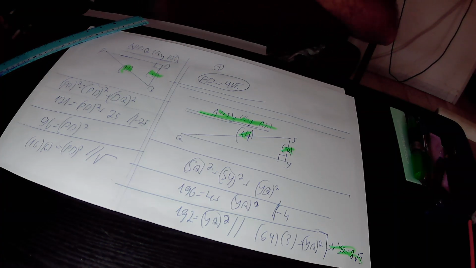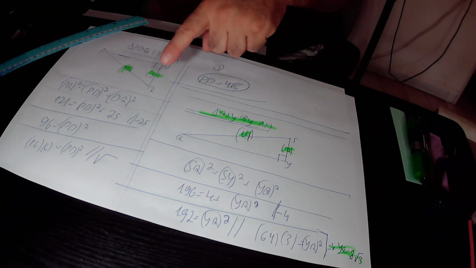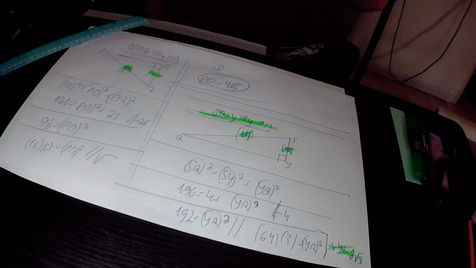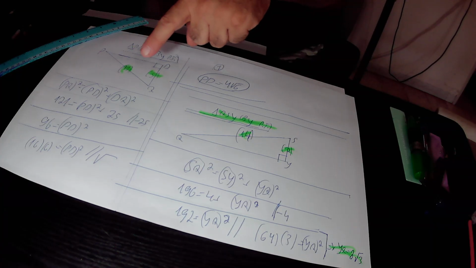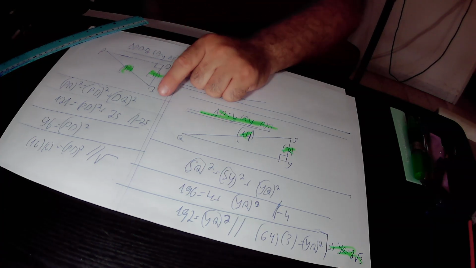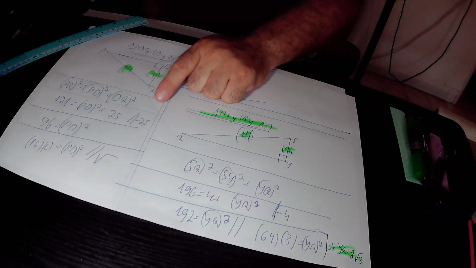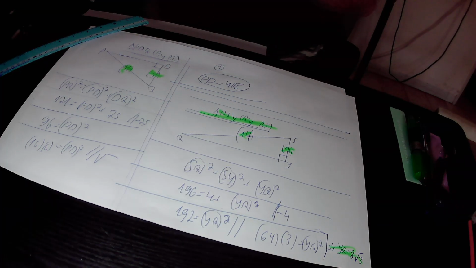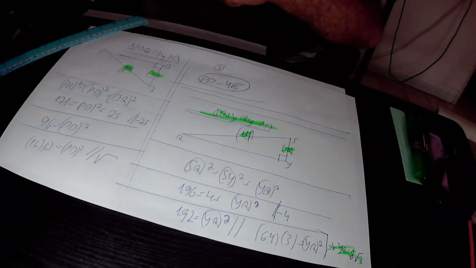PD is 11, therefore PD squared is 11 squared, that is 121, and it is equal to PD squared plus DQ squared. DQ is 5, therefore DQ squared is 5 squared, that is 25. So in total we found that 121 equals PD squared plus 25. Here we subtract 25 from this equation, and we found that 121 minus 25 is 96. So 96 equals PD squared.